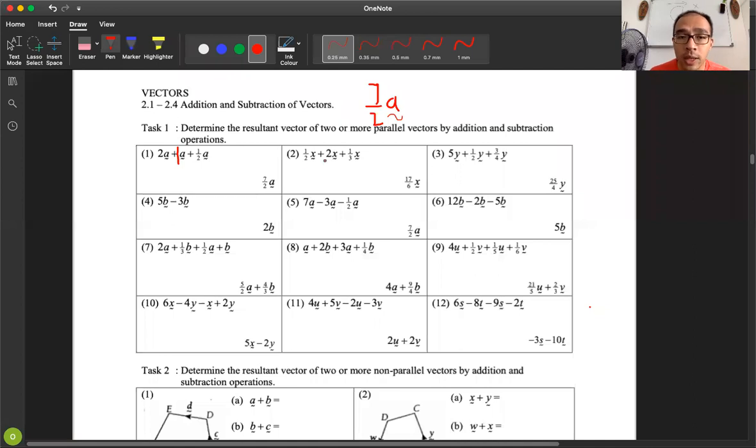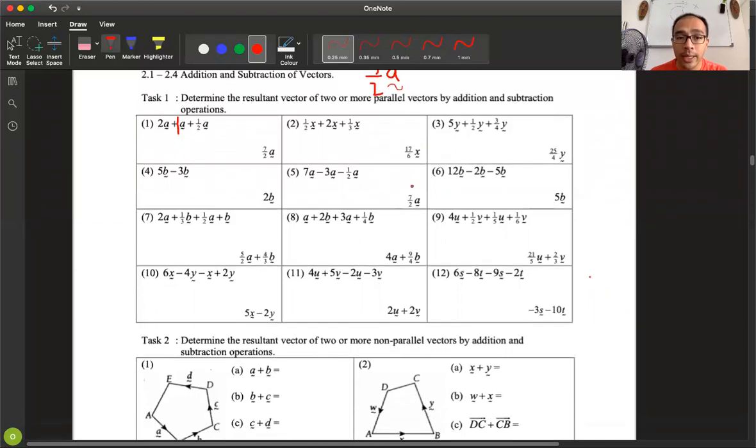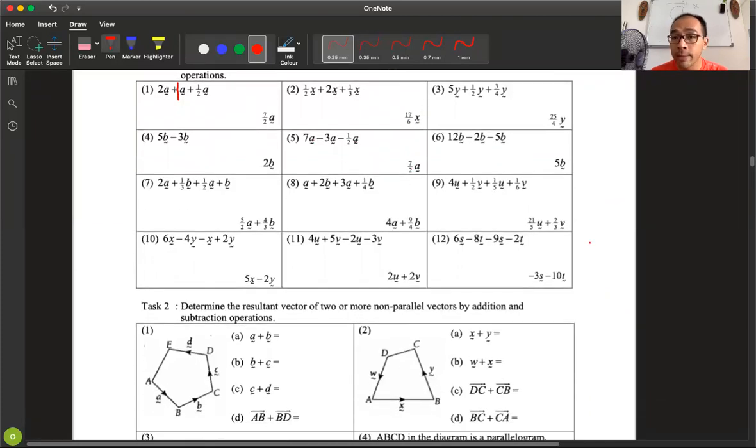Likewise in this one, half x plus 2x plus 1 over 3x. If you just press the calculator, half plus 2 plus 1 over 3, you get 17 over 6, and don't forget the x over here. Likewise, with minus, you still do the same operation: 7 minus 3 minus half. Since they are the same vectors, you can do that. So 7 minus 3 minus half, you get 7 over 2a. It's very basic stuff that we've covered since Form 2, when you were doing algebra, except that now we're dealing with vectors.